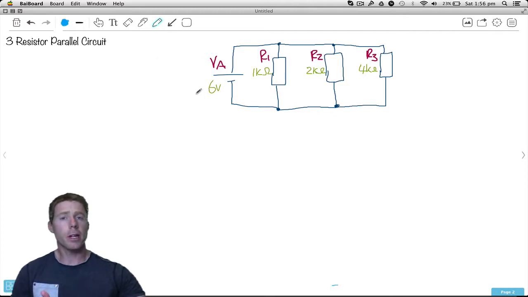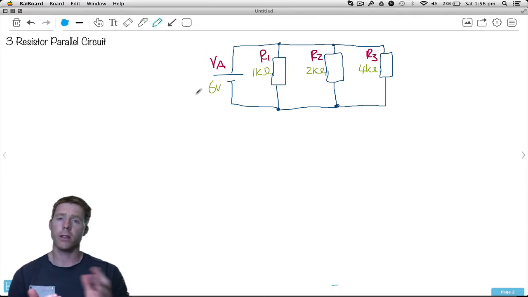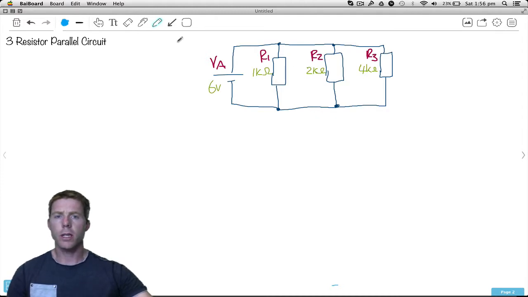In an up-and-coming lecture, perhaps the next lecture, we'll actually have a look at practical examples or practical uses of connecting things in parallel like this. So let's get started with this one.